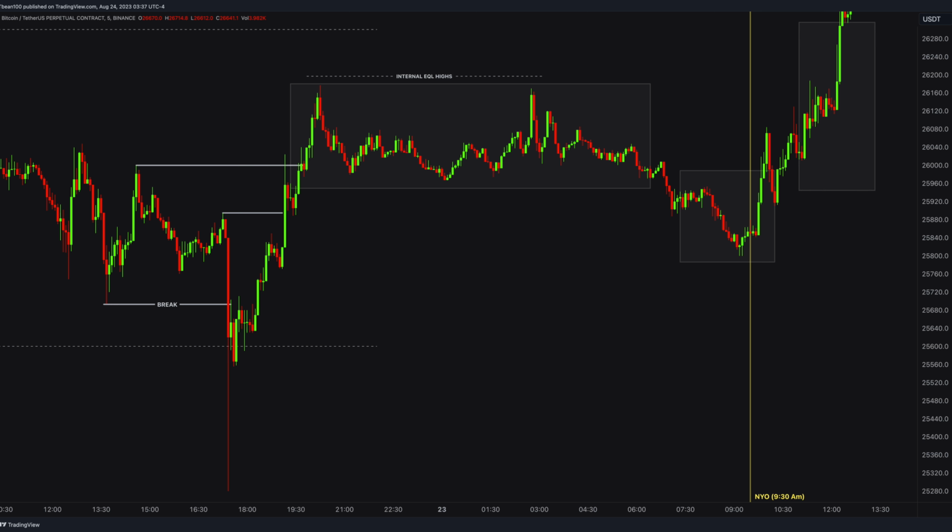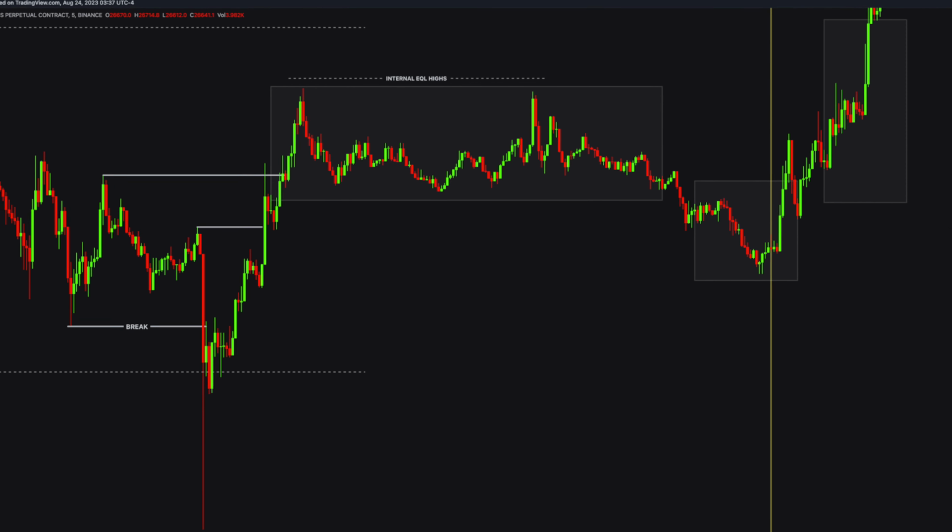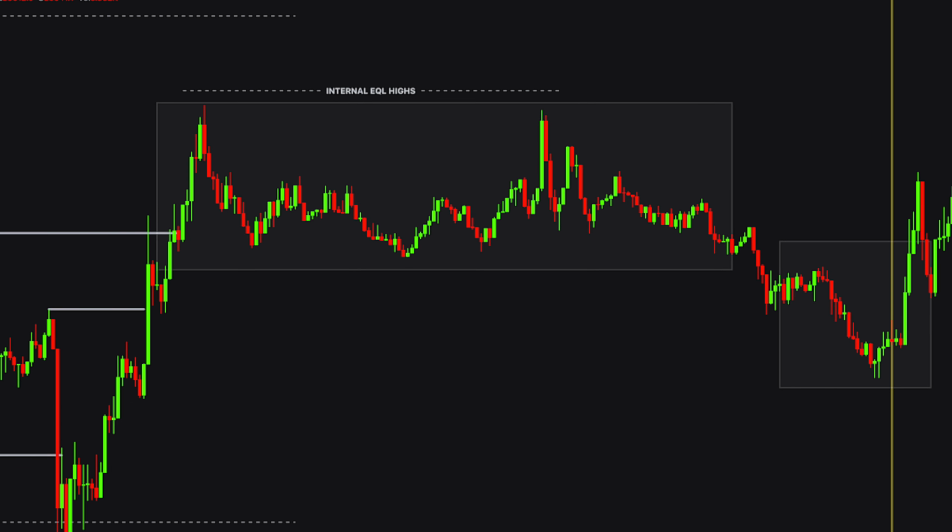Here, check this out. Another small PO3 right here happening. Do you understand how I use PO3? It is a repetitive pattern that will allow you to see the possible future.